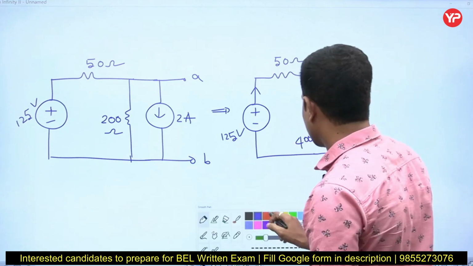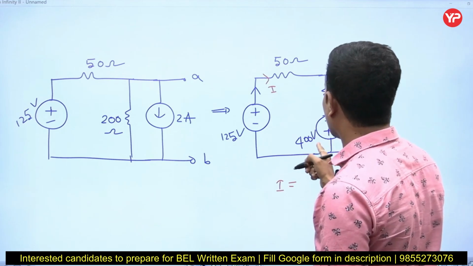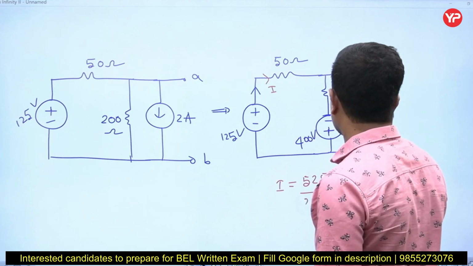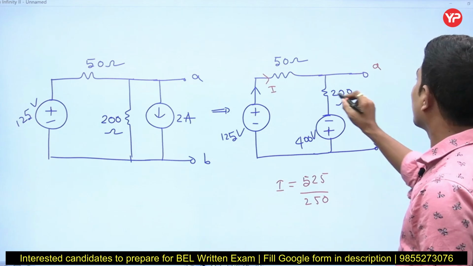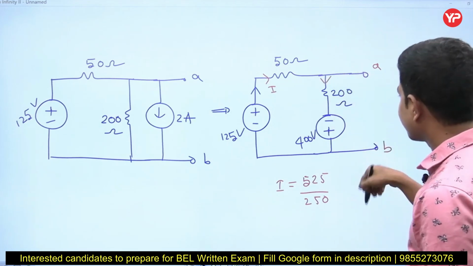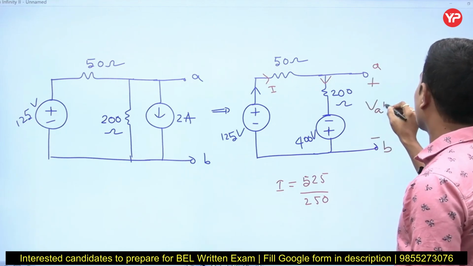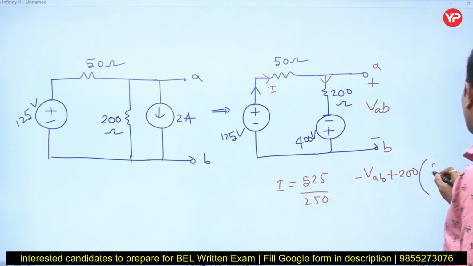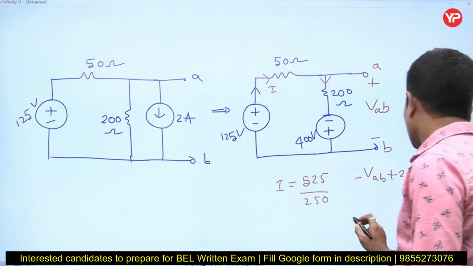Now let's take the current in this loop as I. I is equal to 400 plus 125, which is 525, divided by 250. Now this is A, this is B. You want VAB. That current is entering here, so I'll write plus minus VAB. I'm going to write the KVL: minus VAB plus 200 into 525 divided by 250 minus 400 is equal to 0. Solve it, you get VAB.